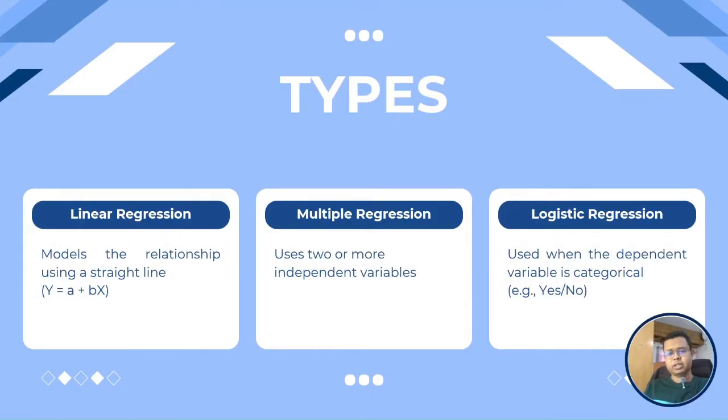Okay, so what is multiple regression? It's two or more independent variables. When you have two or more independent variables, then we can say it's a multiple linear regression. On the other hand, logistic regression is used when the dependent variable is a categorical variable, like yes, no, male, female, binary. In that case, we need to run the logistic regression.